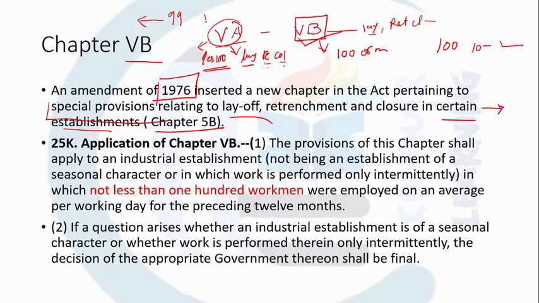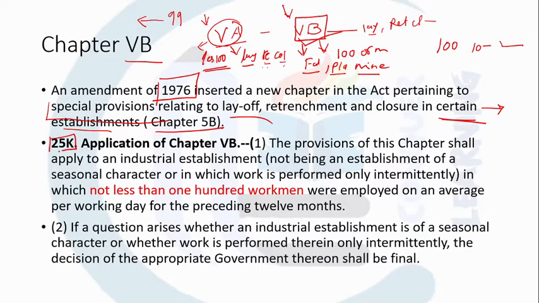In chapter number 5A, we don't have the definition for the establishment. But under chapter 5B, we have the definition for certain establishment. This is applicable to factories, plantations and mines. We will be studying in the next slide where this is applicable. So specially they are applicable to factories, plantations and mines.